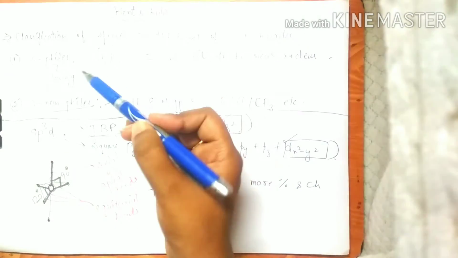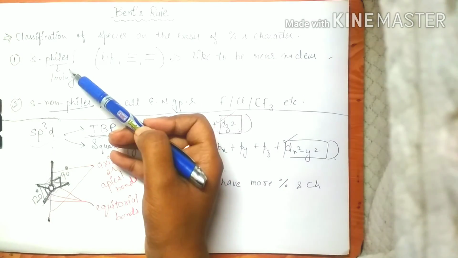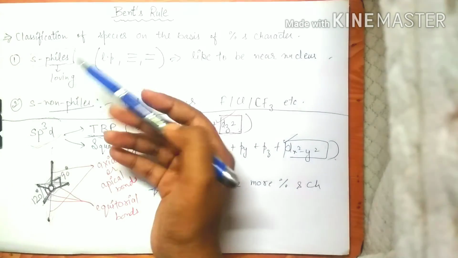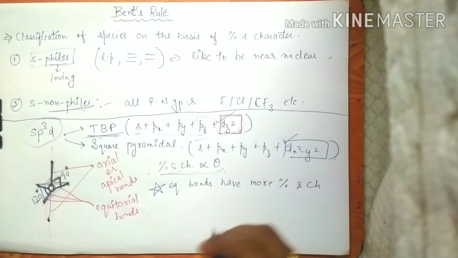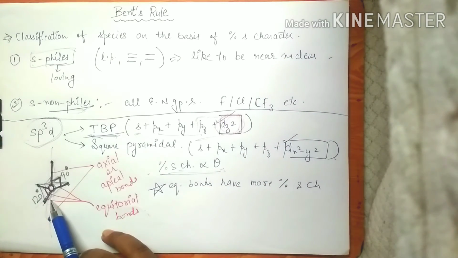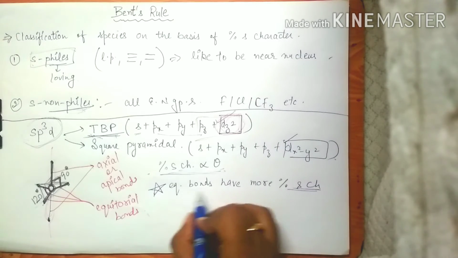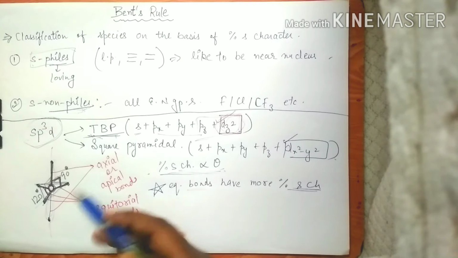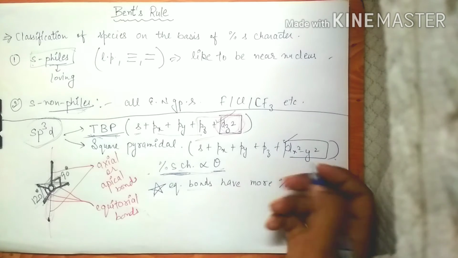So s-philes, what do they do? They like your equatorial positions. Why? Because equatorial positions have more percentage s character. Why is there more percentage s character? Because equatorial bonds have more bond angle, and percentage s character is directly proportional to the angle.